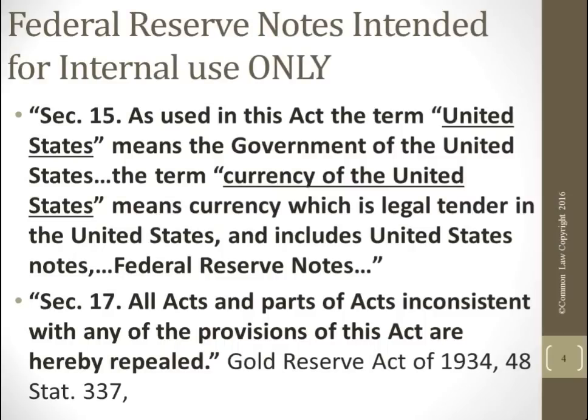This is the Gold Reserve Act of 1934. It says the United States means the government of the United States. Currency of the United States means currency that's legal tender in the United States, which means that Federal Reserve notes are meant for internal use of the government only. Okay, and that's true. Actually, it's less than DC. It's internal use of the government. That's it.